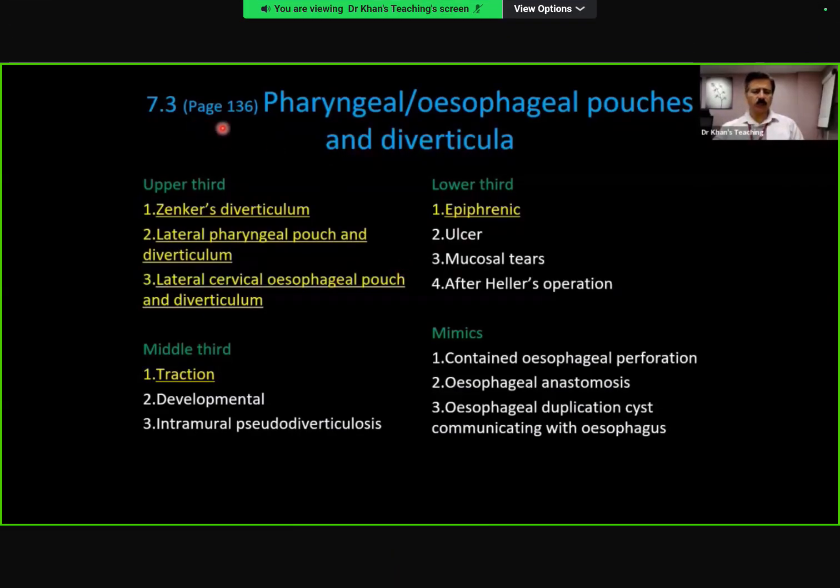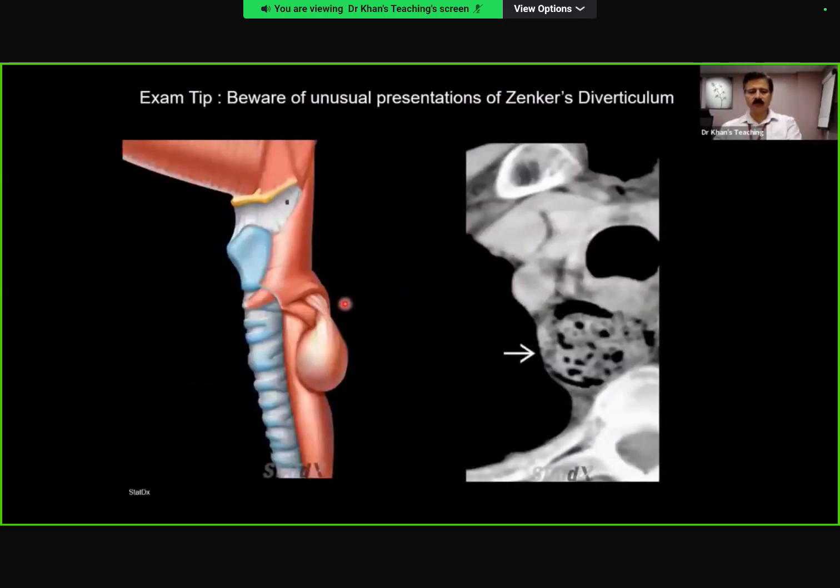Now, this is 7.3 in your book, pharyngeal and esophageal pouches. And Zenker's diverticulum is a diverticulum, which is what we saw in the previous case. Other than that, please also remember that a traction diverticulum has also come in the exam. Zenker's is favorite. In Zenker's diverticulum, what happens is that there is a point of weakness in between the inferior constrictor and the cricopharyngeus, and it projects laterally or posteriorly. But in the exam, they will show you unusual presentation of a Zenker's diverticulum.